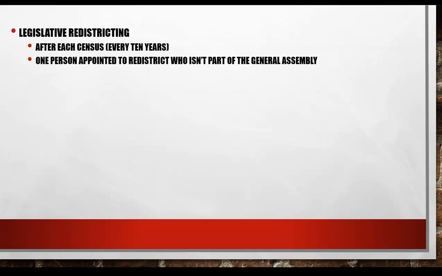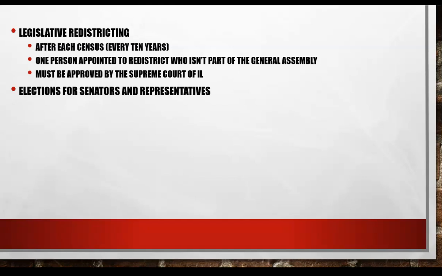Let's quickly talk about legislative redistricting. It's done every 10 years, so they do it along with the federal redistricting. One person is appointed to redistrict who isn't part of the General Assembly. So they try to sort of head off gerrymandering by bringing in a third party to help draw those district lines. The redistricting plan has to be approved by the Illinois Supreme Court as well. Electing senators and representatives. There is an election for Illinois General Assembly members on even numbered years. So they coincide with U.S. election years.